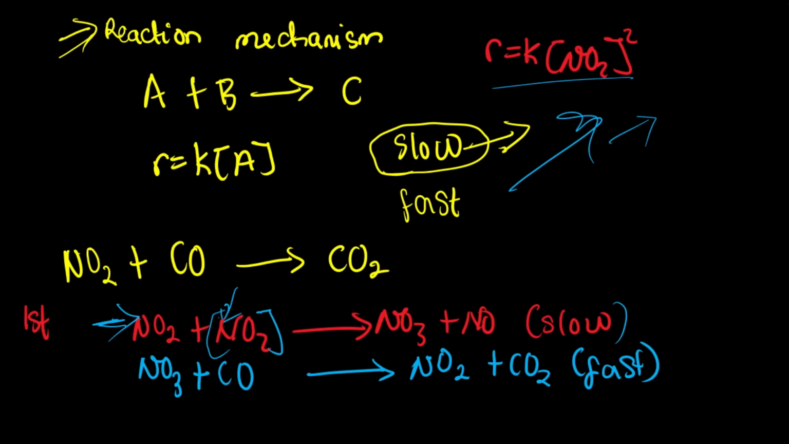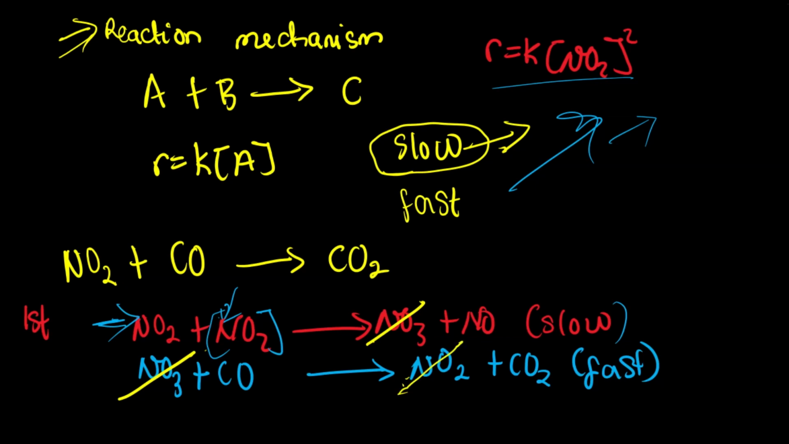Now, how we derive the overall equation for this. So we can see here that NO3 is an intermediate. It's produced in the first step, consumed in the second. This is an example of an intermediate. If we have a species on the product and the reactant side, it cancels out. When you have A on the product and A on the reactant, it cancels out. So we have NO2 cancelling out.